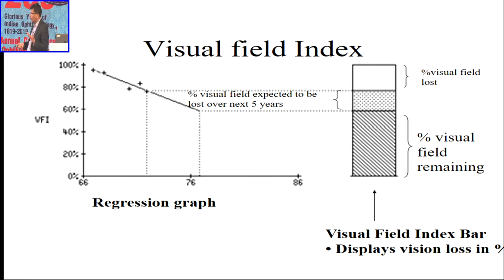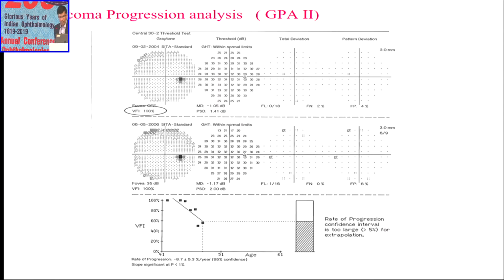This is important because if you're going to see the patient over a period of many, many years, you have to know what the visual field index is like. And this is an important question because it tells you what is the amount that is lost, what is likely to be lost over the next 5 years, and what is the percentage that is remaining. Based on that, you can make your decisions regarding whether to upgrade your treatment or not. So this is how a GPA looks like.